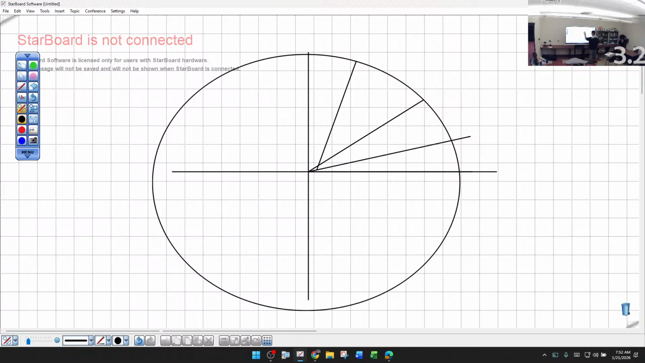And it can happen here, it can happen here, here, or here. All it does is change positives and negatives. And you can have negative angles, but it can only happen here, here, here, or here. Good enough?